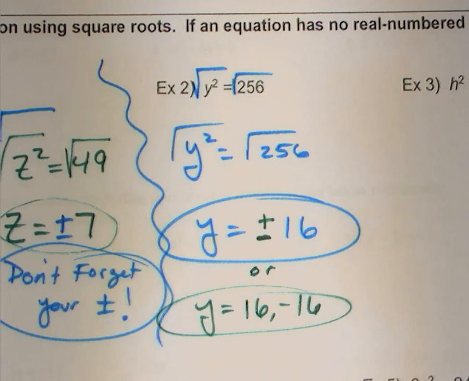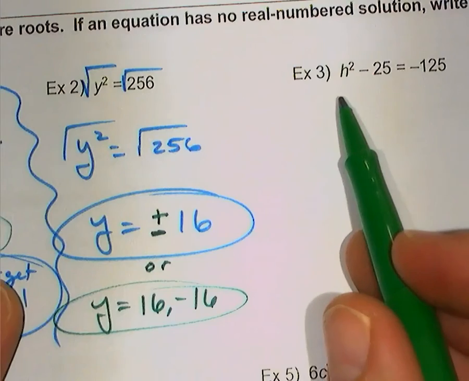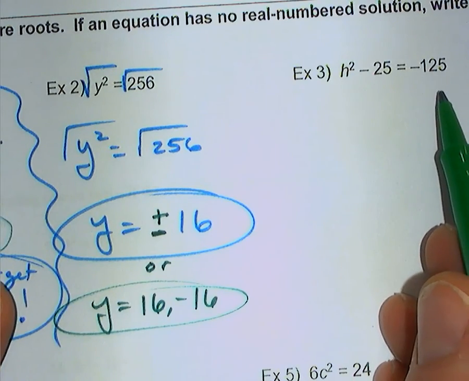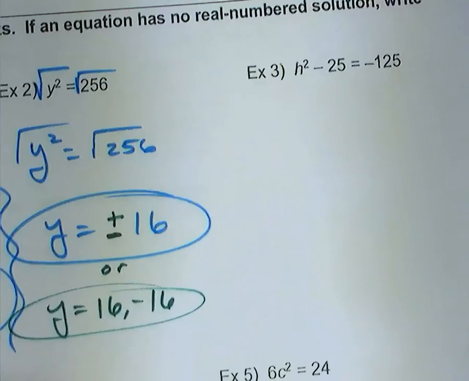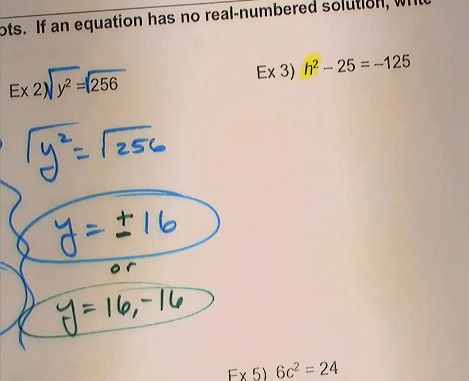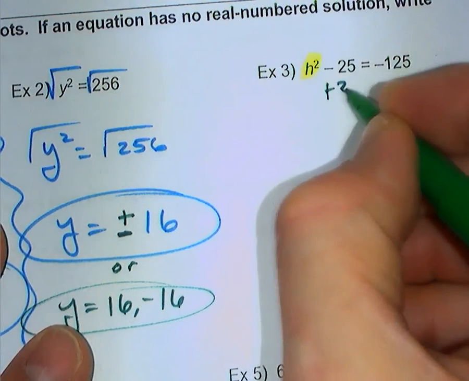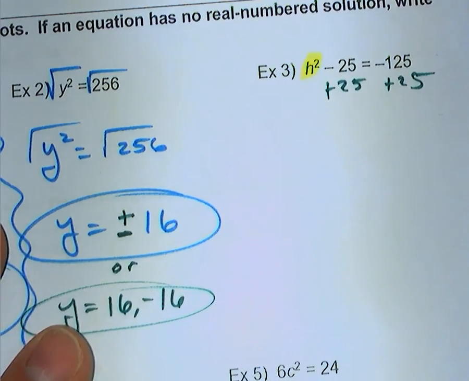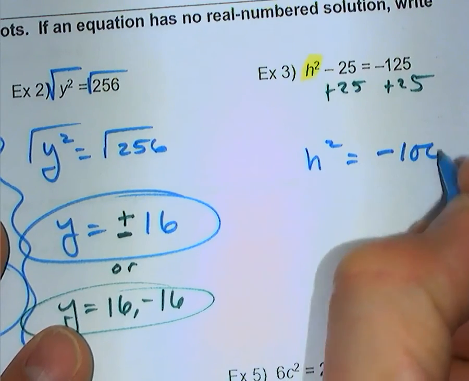All right, now we have to do a little algebra sometimes. I've got h squared minus 25, and that equals negative 125. Well, we're trying to get this h squared by himself. Right now he's not by himself. We need to isolate it. So how do we move this negative 25 over? Just add it over. Okay, so now we have h squared equals negative 100.